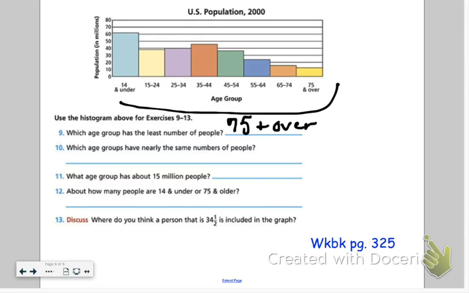Which age groups have nearly the same number of people? Let's see. I would say the 15 to 24, the 25 to 34, and probably the 45 to 54. Those are all really close.